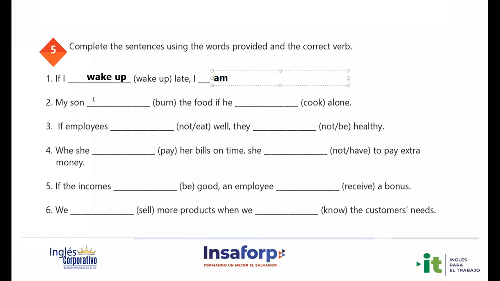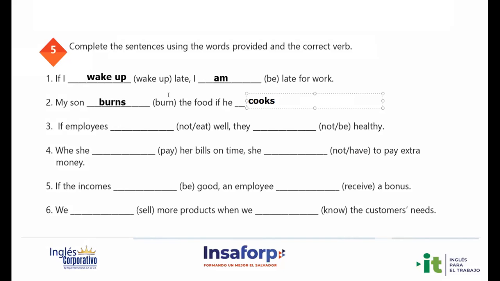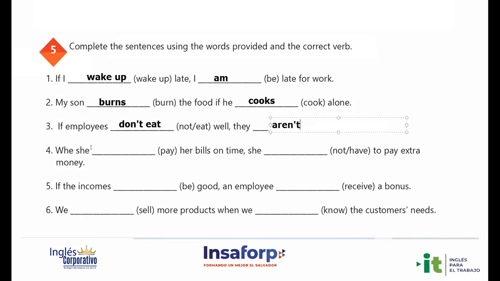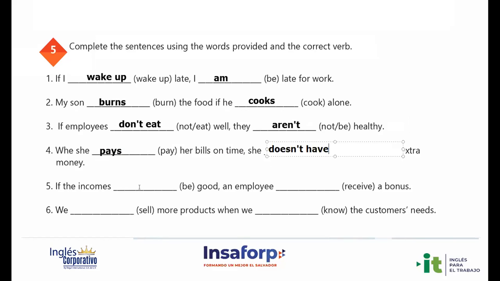Okay. My son burns the food if he cooks alone. If employees don't eat well, they aren't healthy, or they are not healthy. When she pays the bills on time, she doesn't have to pay extra money.